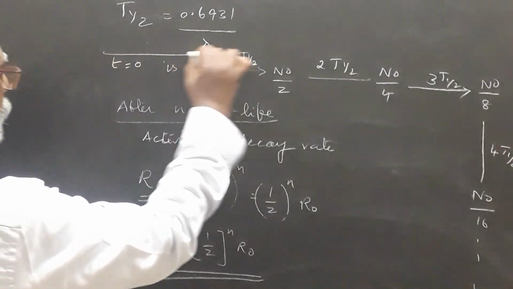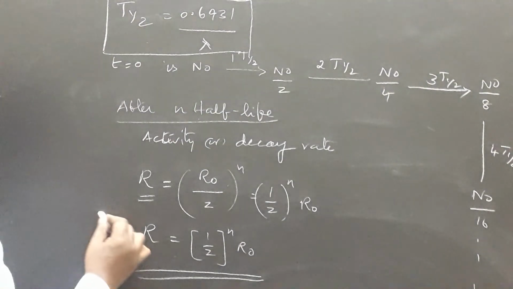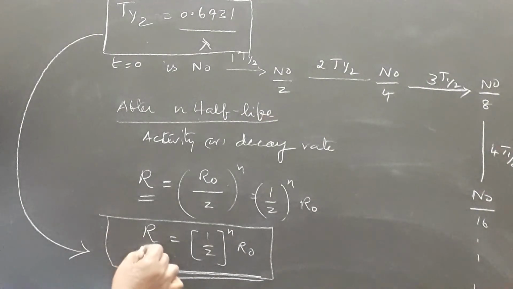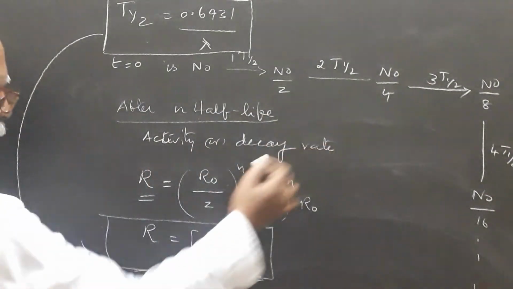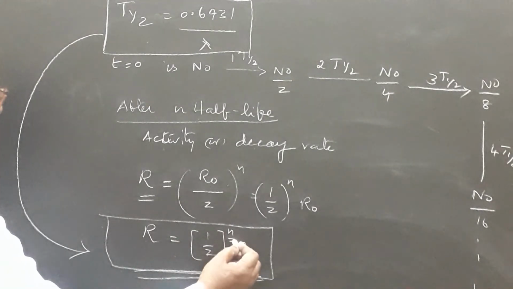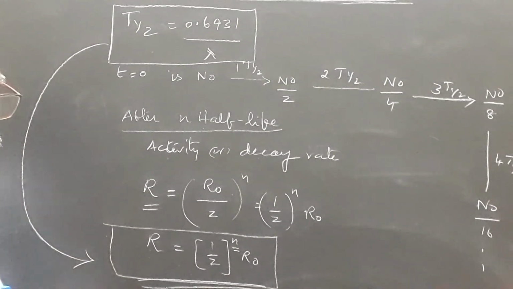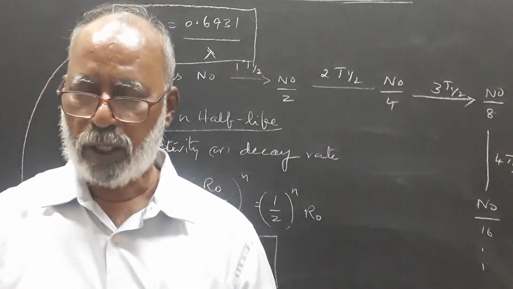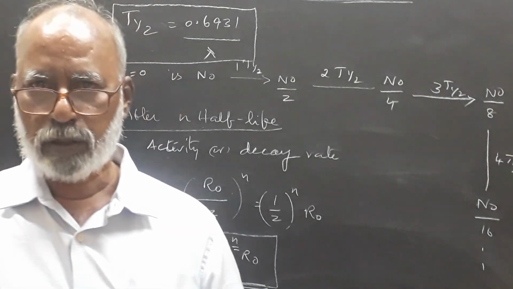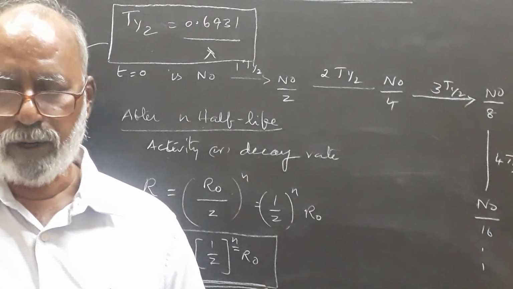In general, this is the equation for the half-life period. In the same manner, we derived an expression for activity or decay rate: R equals 1 by 2 power n times R naught. That is after n half-life periods. This is a very important 5 mark question. You must thoroughly study this equation, and if you have any doubt, ask me and put comments. I will explain clearly regarding this half-life.